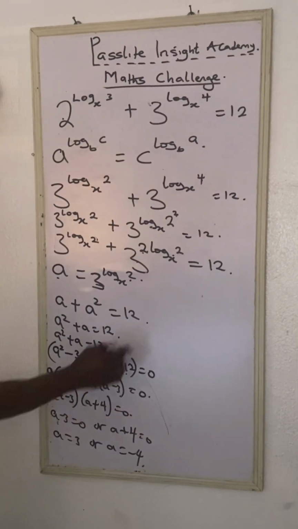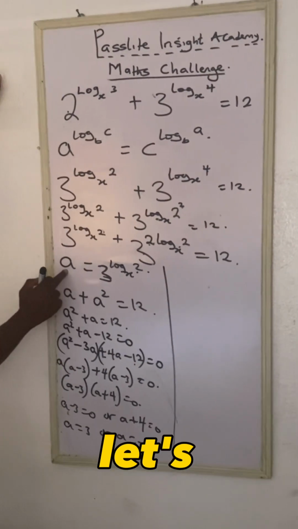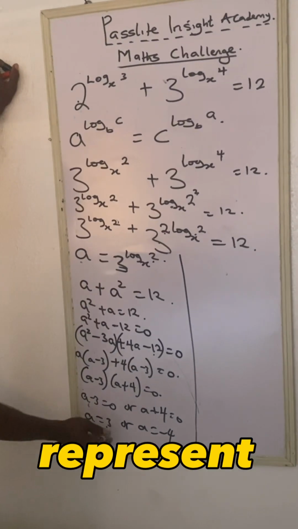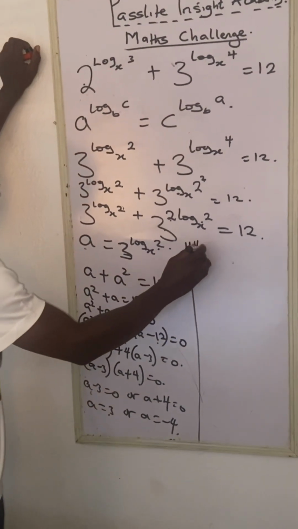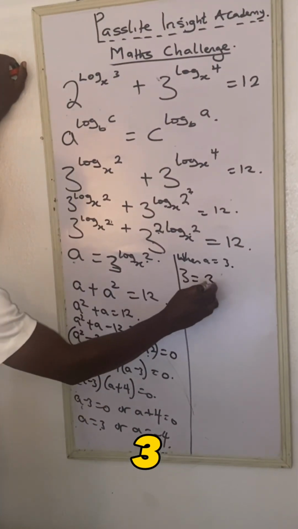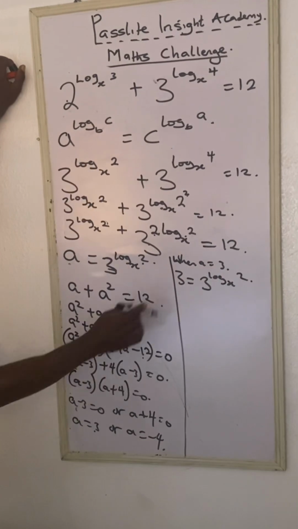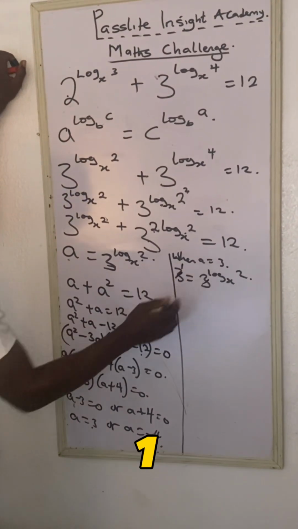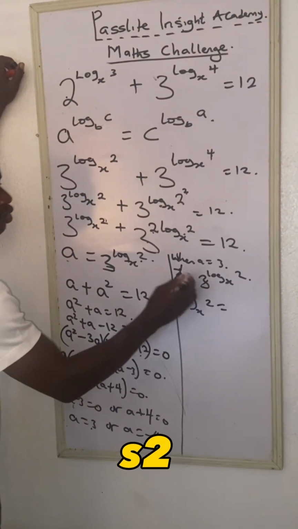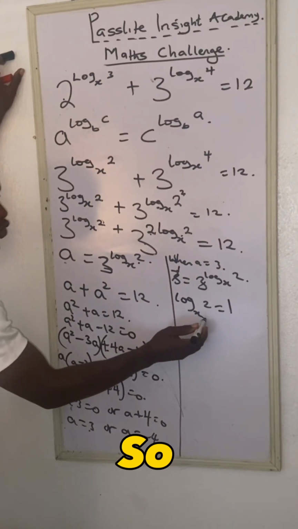So let's test now. We've gotten our answer now. Our a should represent this. So what is the first a? 3. When a is equal to 3, so 3 is equal to 3 log base 2. This one is raised to power of 1. 3 cancels 3. So log base 2 is equal to 1. So this base is going to the other side.